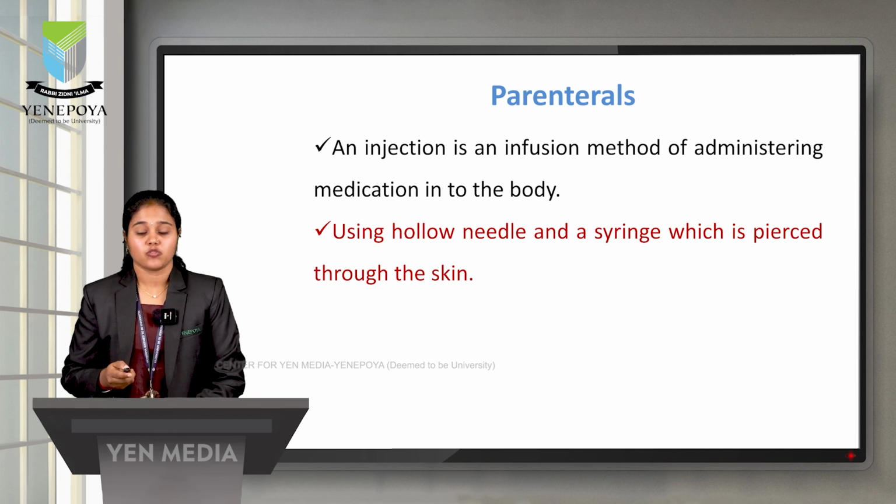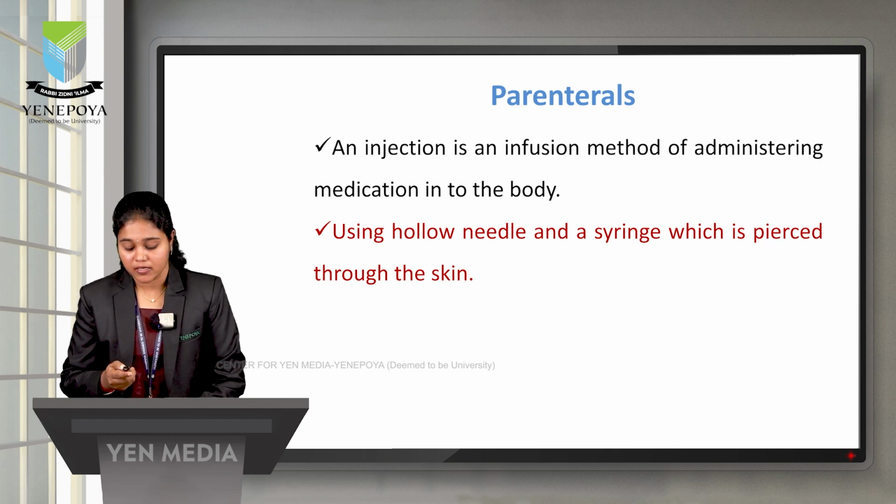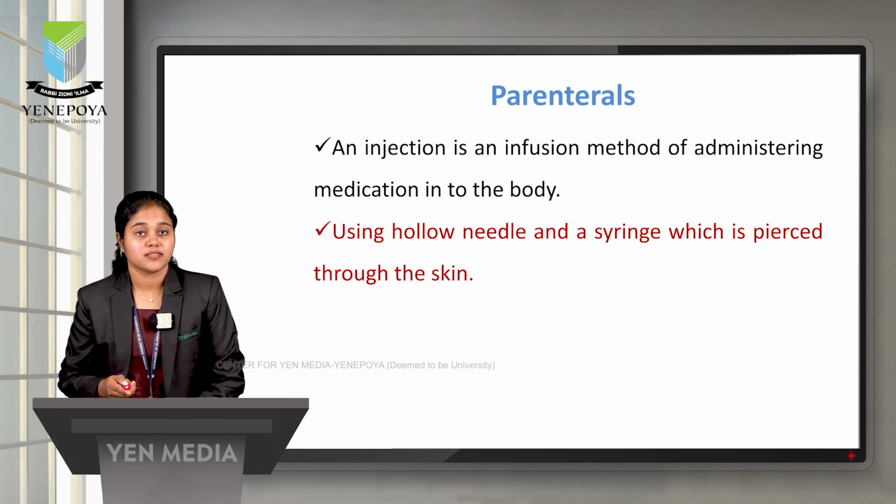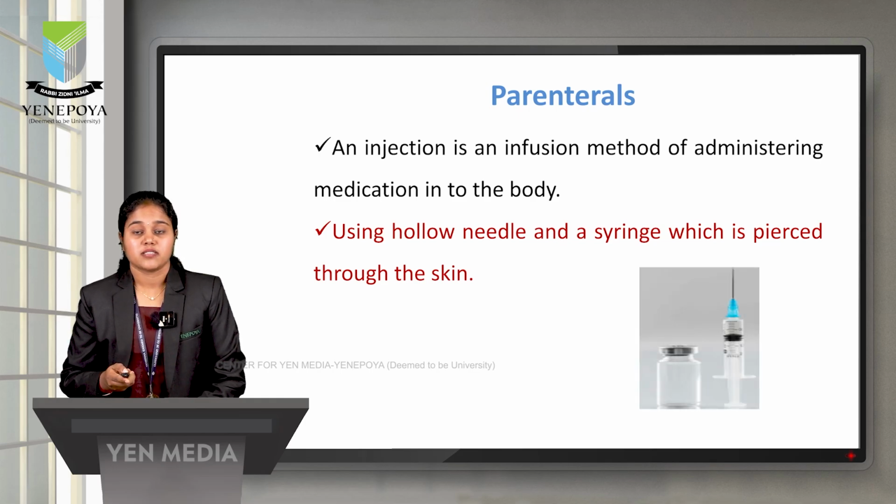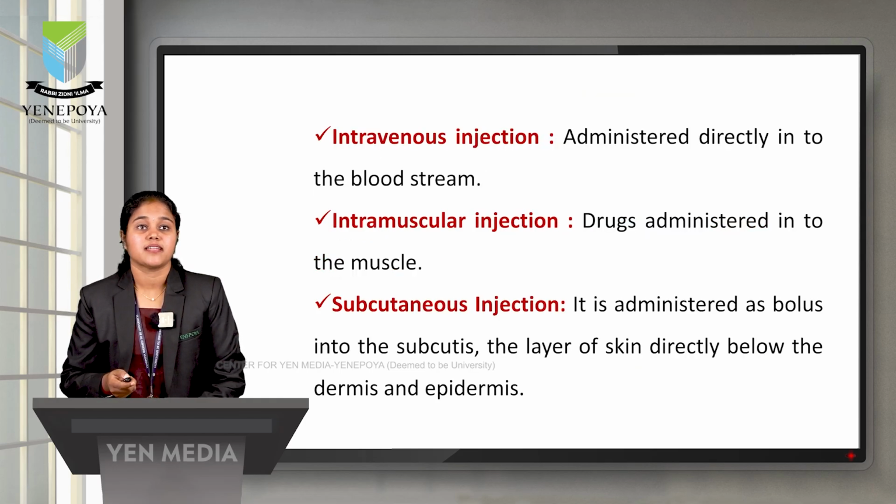What are parenterals? Parenterals, we know, are injections, which give an immediate effect whenever it is required for the patient. An injection or infusion is a method of administering medication into the body using a hollow needle and a syringe which is pierced through the skin, but it will be a little painful. There are so many injections as examples. Intravenous injection is administered directly into the bloodstream, so the action will be immediate. Intramuscular injection is where the drug is administered into the muscles.